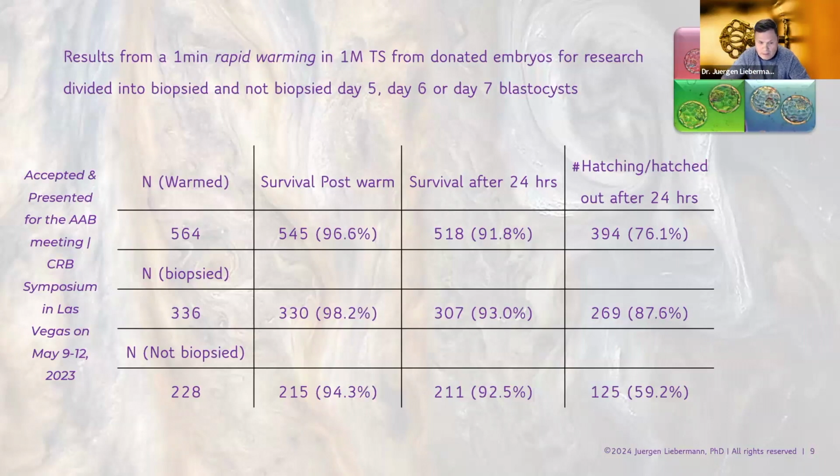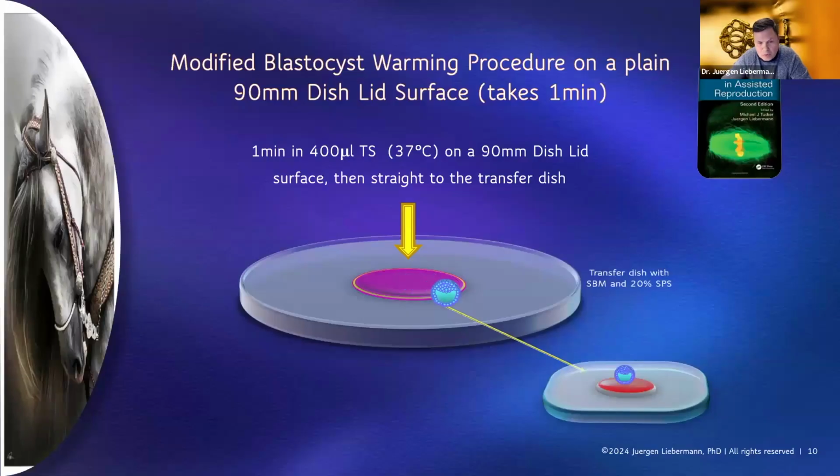Remarkable was that we observed a much lower rate in non-biopsied embryos. About 60% of the non-biopsied embryos hatched on their own, whereas in the biopsied embryo group, it was close to 88%. Based on these results, at least for us, we still feel compelled to assist hatching, at least on non-biopsied embryos. And this is now our protocol we implemented in September of 22.